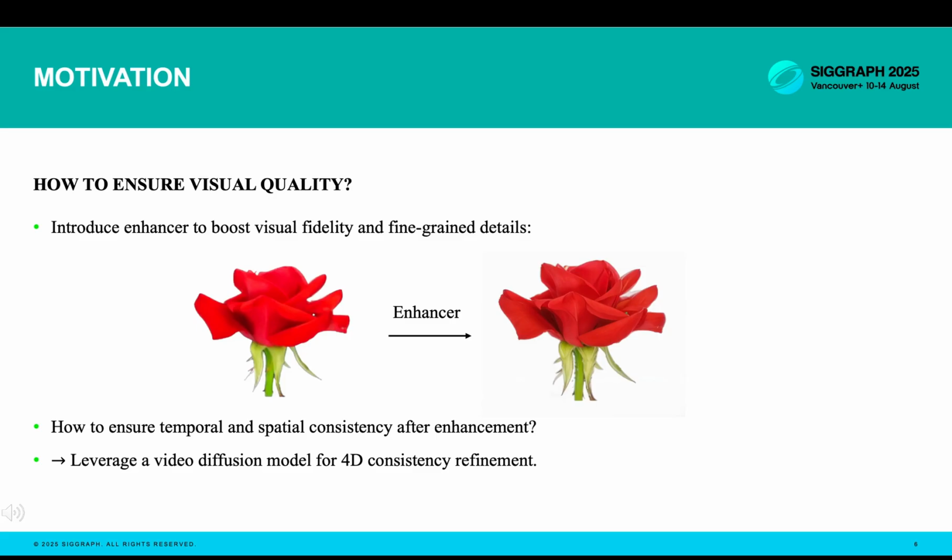To overcome these challenges, our motivation is twofold. First, we aim to enhance visual quality by introducing an image enhancer that boosts fidelity and recovers fine-grained details. As illustrated here, after enhancement, even subtle textures, like the folds of a rose, become much more vivid. However, this enhancement process can easily disrupt the spatial and temporal consistency of the sequence. So a new question arises: how can we preserve coherence across time and space, even after applying visual refinement? We leverage a video diffusion model to refine 4D consistency, ensuring that the enhanced results remain smooth and stable across frames.